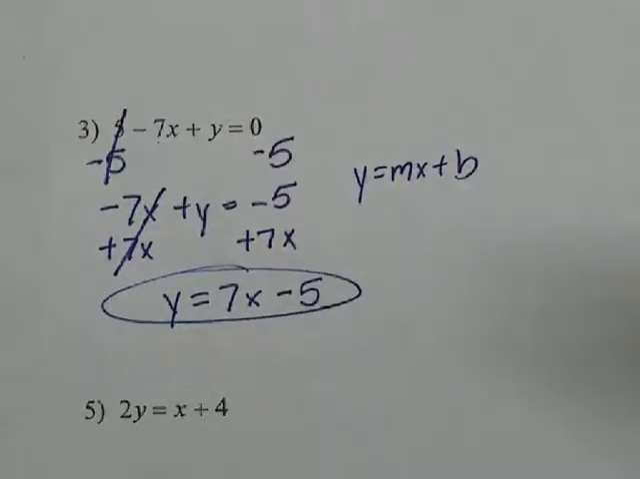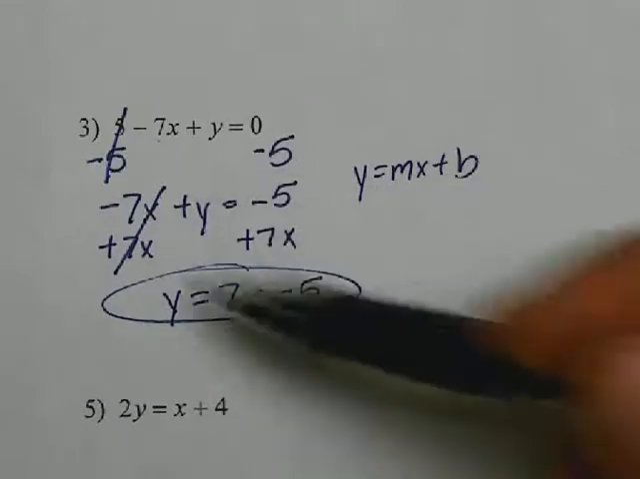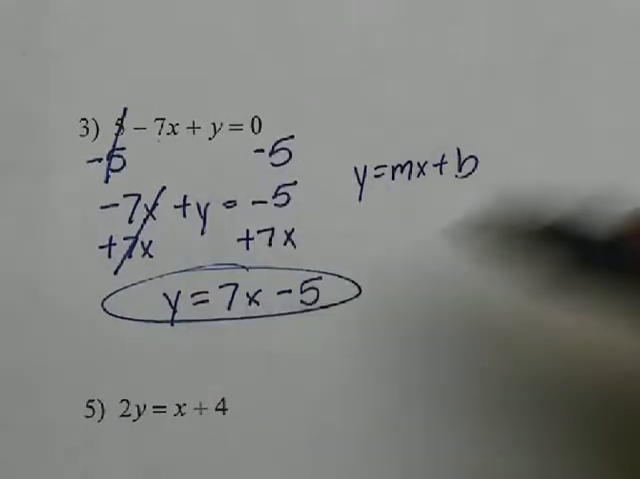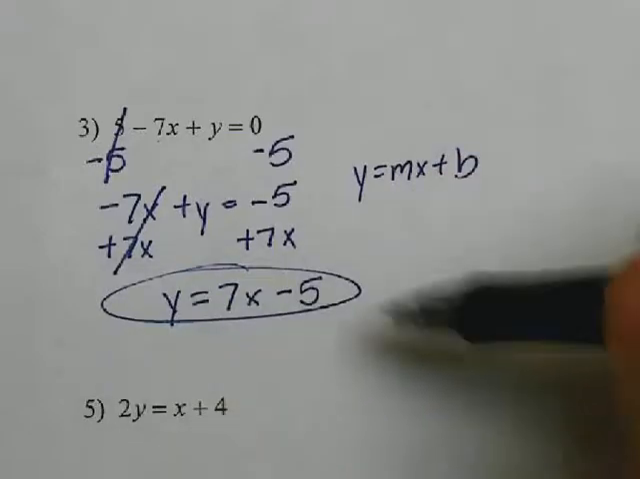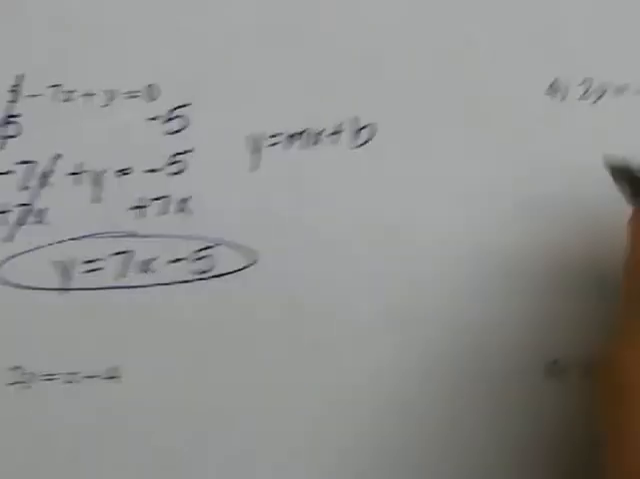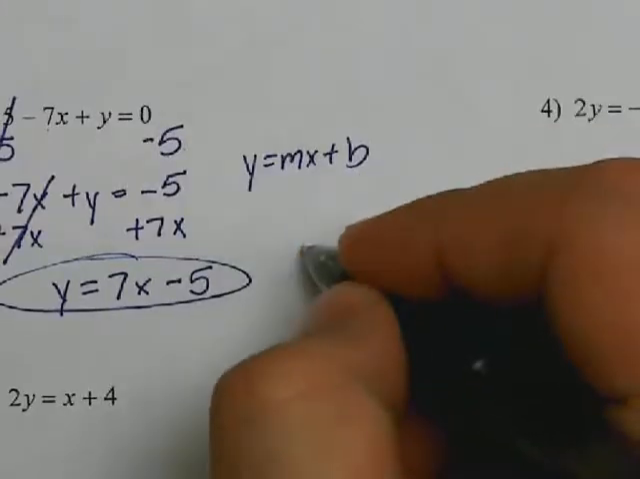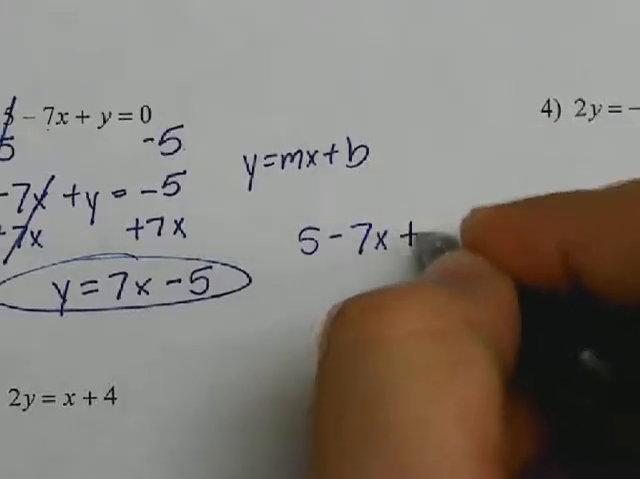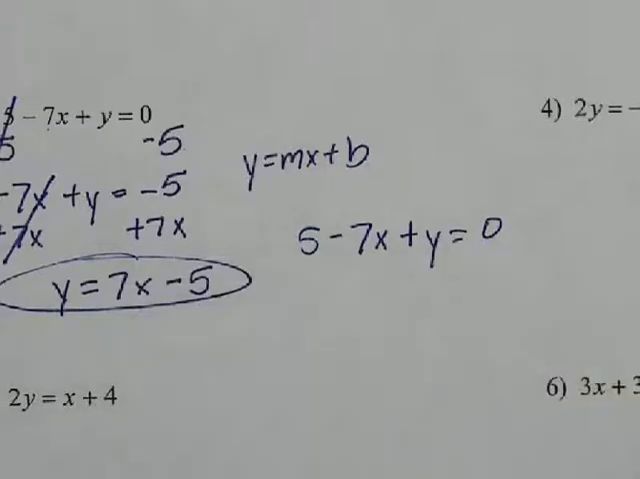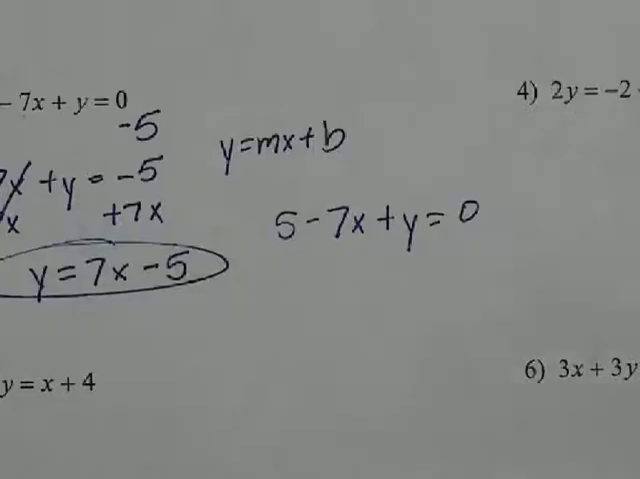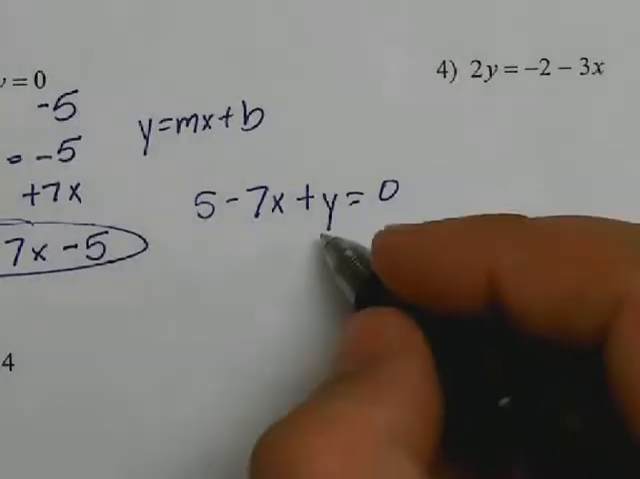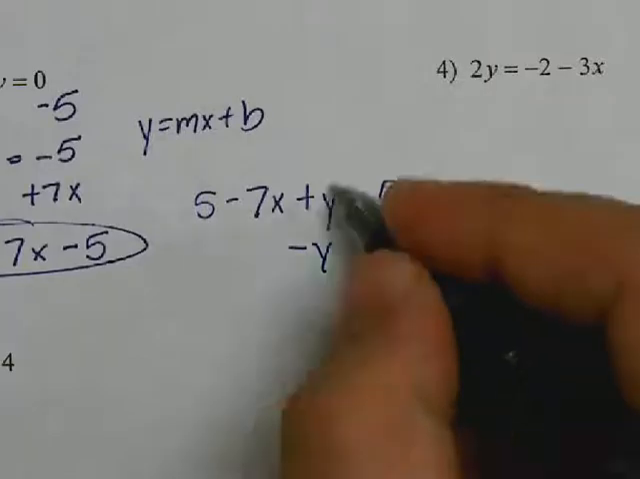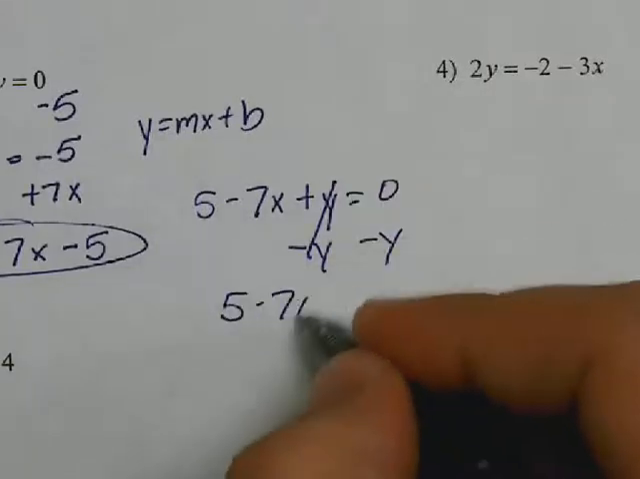Now again, you may not have done it this way. That's completely fine, but you still got the answer. That's the main thing. Again, this is such an abstract concept that not everyone's going to do it the same way. People may see it totally different. For example, if I was to rework this problem, 5 minus 7x plus y equals 0, without following the flow chart, I could very easily say subtract y from both sides. That leaves me with 5 minus 7x equals negative y.